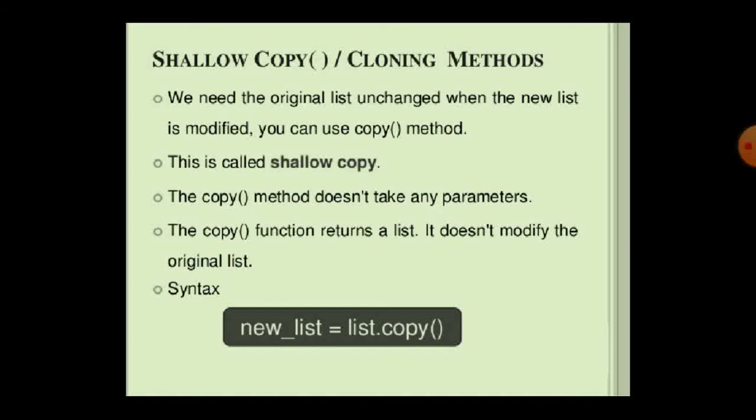Making a true copy, cloning methods. We need the original list unchanged when the new list is modified, so you can use the copy method. This is called as what? Shallow copy. That means original values should not change, but you can make a change to the reassigned values. The copy function does not take any parameters. It returns a list and it does not modify the original list. How can we use this copy function? New list equal to list dot copy.